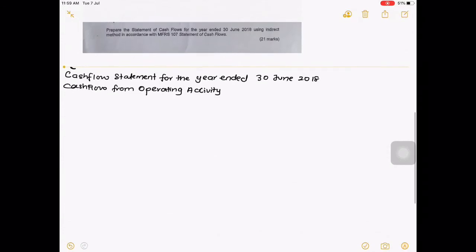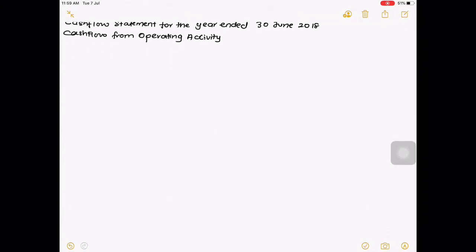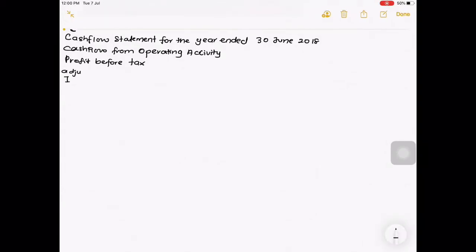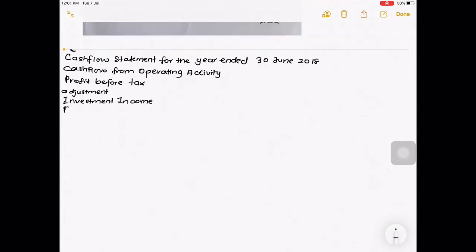For the operating activity under the indirect method, we have profit before tax as the first element, and then we do adjustments. There are three adjustments I have already divided. First, you have to adjust back the investment income. The investment income has to be deducted from the profit before tax, so you have to deduct the investment income, then you have to add the finance cost.